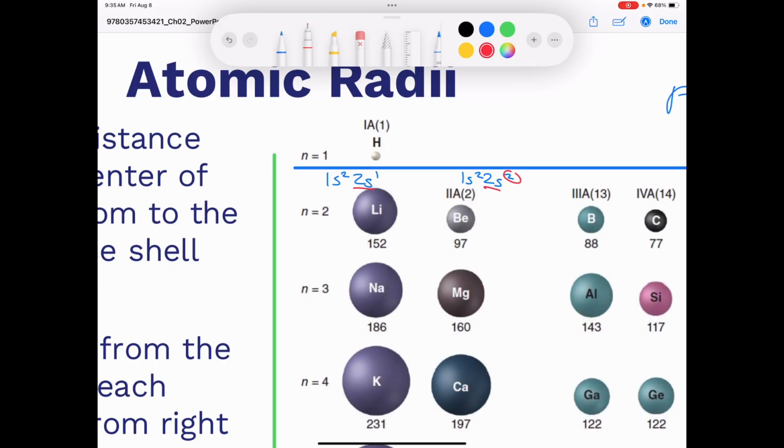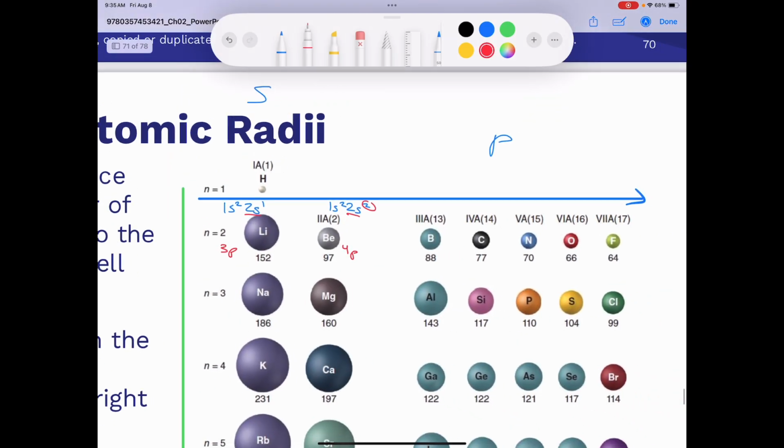But what else are you adding? As you're adding electrons, you're also adding what? Protons in the nucleus, right? Lithium has 3 protons, but beryllium has 4 protons. So that means it's got more positive charge in the nucleus, and so it's going to pull the electrons in tighter. And so we see that as we go across the period.